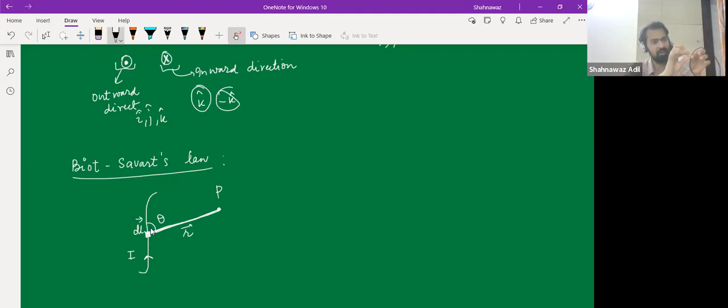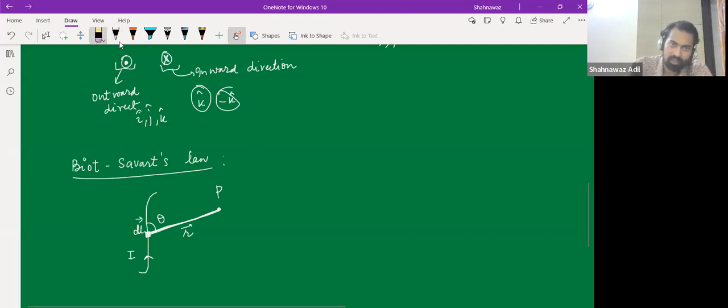We take a very small length element, and then we are calculating the magnetic field due to this current at some distance, right? So is the diagram clear to you guys? Yes, sir. Yeah, so this is given by Biot-Savart's law.